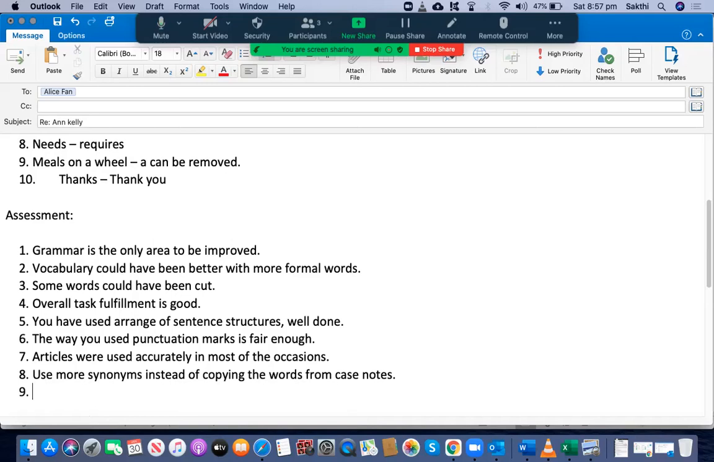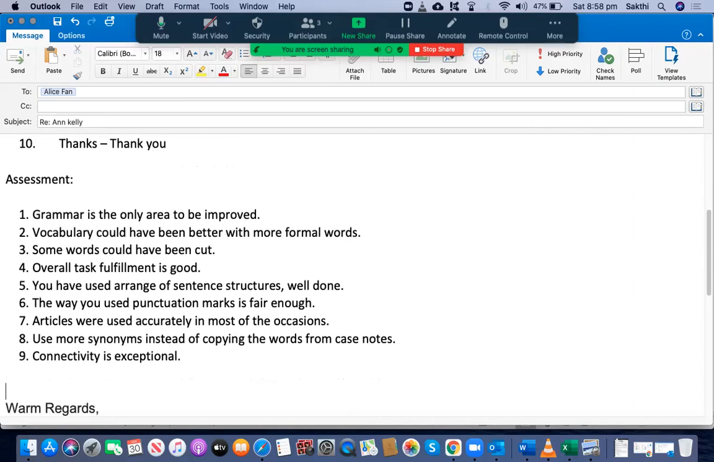And connectivity is perfect. You are able to use really good structured paragraphs. So connectivity is perfect. I'm happy with that. All right, so that's good. What else? I think these are the assessment things. That's fine.